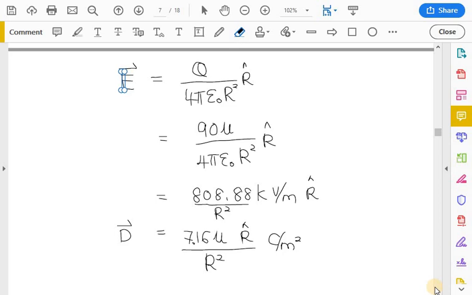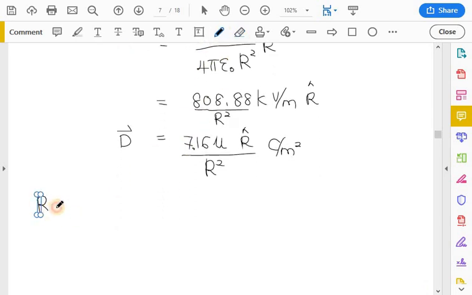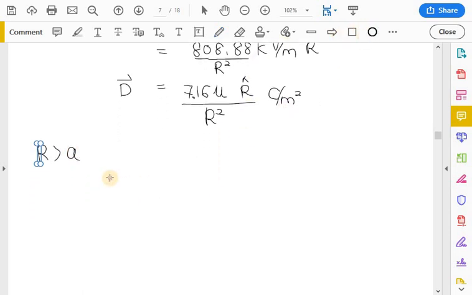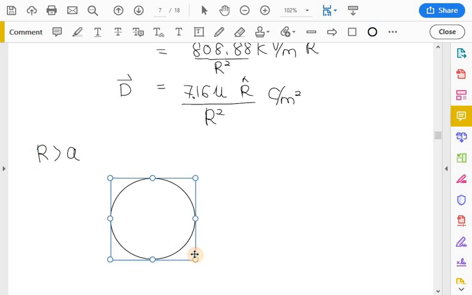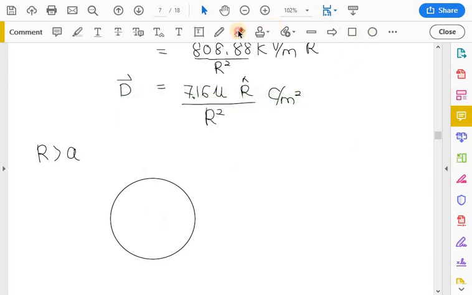Where R is greater than A. Okay, now we move on to the second region, R greater than A. So I will use a new drawing here. Let me simply draw it. This one is the positive charge here, and the negative charge outside.